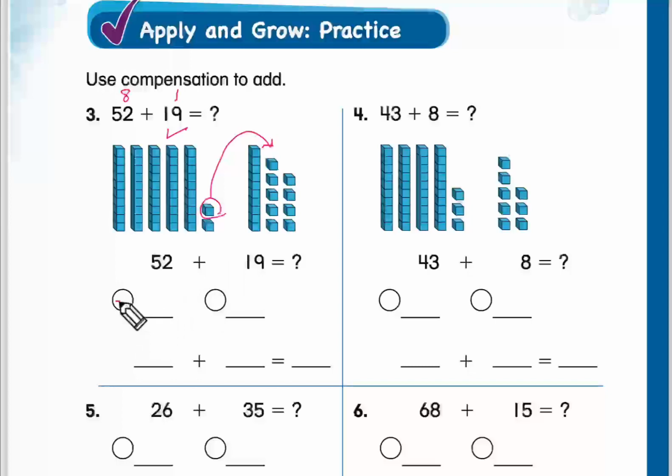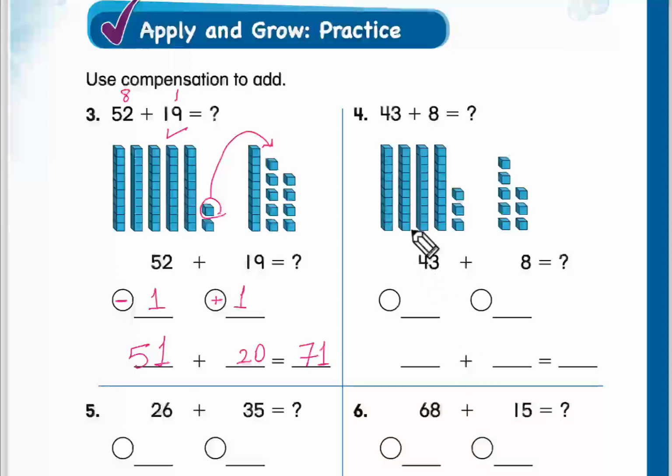So we take 1 from the 52 and give it to the 19. So the 19 now is 20. That's what we need. And now 52 minus 1 equals 51. So it's easy for us to find 51 plus 20. This is very easy. 51 plus 20, 1 plus 0 equals 1. 5 plus 2, 7. Very easy, 71. Okay, let's see the next one.